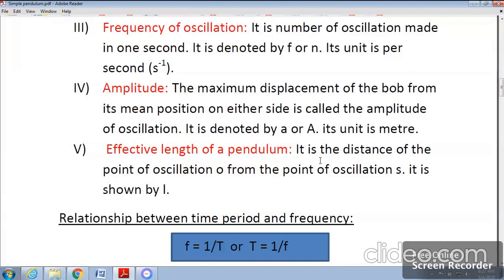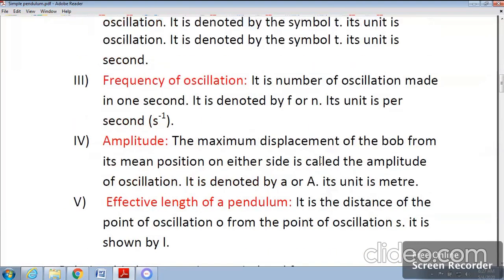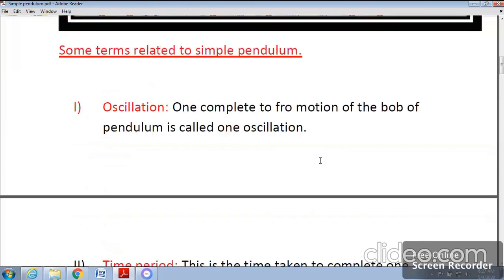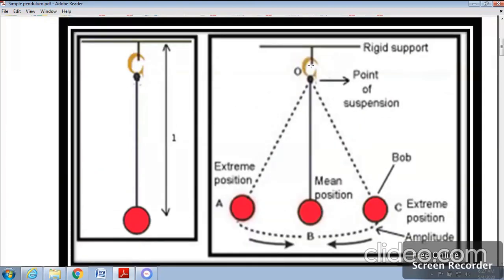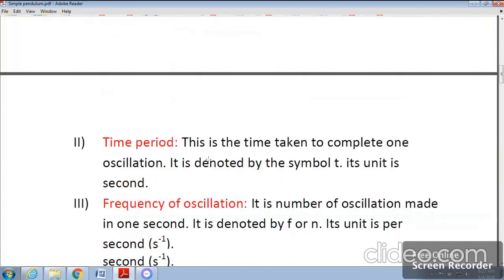Effective length of the pendulum. It is the distance from the point of suspension O to the center of the bob, from here O to B, and in this diagram you can see it is labeled L. This is the effective length of the simple pendulum.